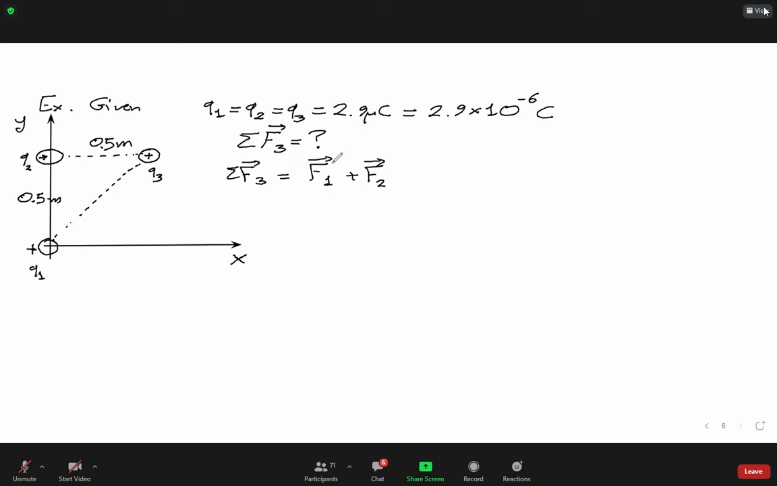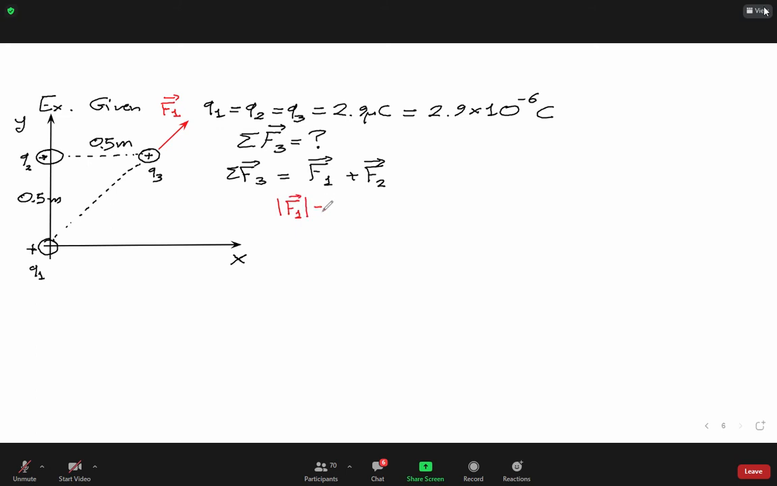What do these vectors look like? First, I'm going to look at the interaction between 1 and 3. I'm ignoring Q2 for the moment. Well, this force, since both of these charges are positive, the force has to be repulsive and it has to be along this line. So my only option is this force, which I'm going to call force F1.